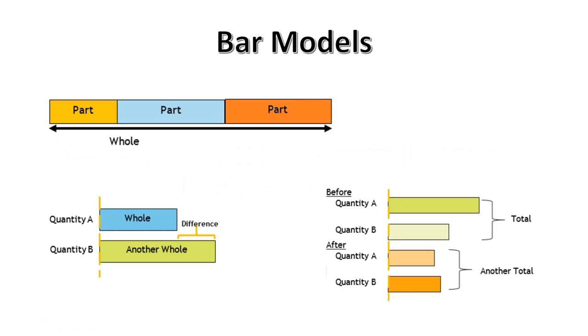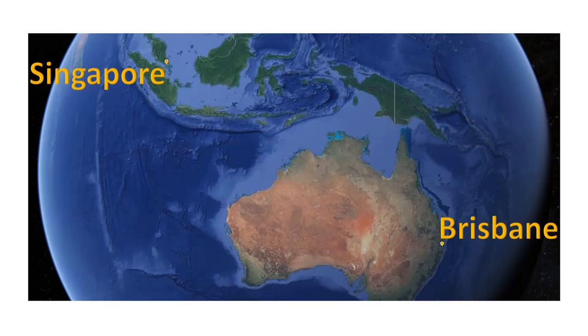I'm going to show you how we can solve word problems involving fractions with unrelated denominators using the bar model method, a method that children in Singapore use. Singapore is a country in Asia, about 8 hours by plane away from Brisbane.